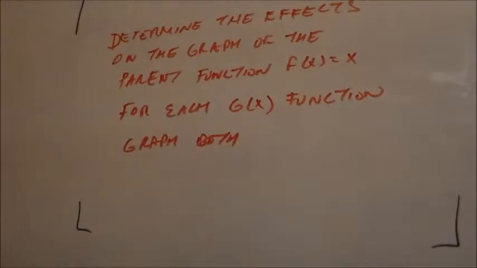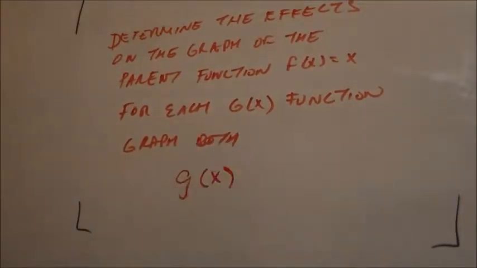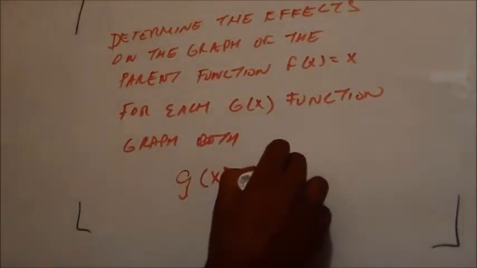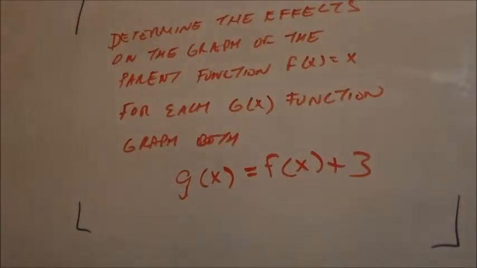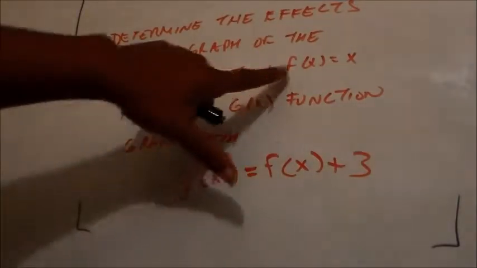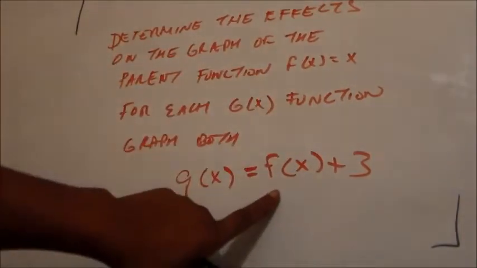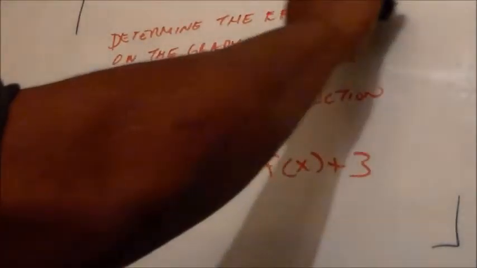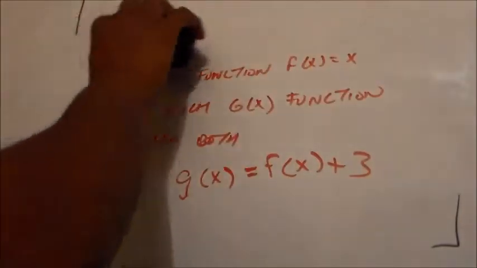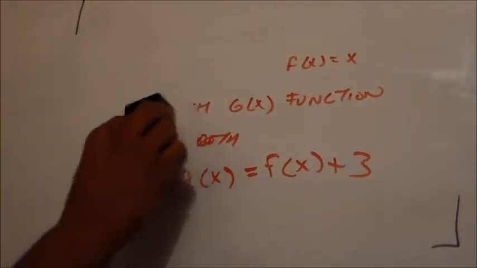Now the first g of x function is g of x equals f of x plus 3. So the first thing we have to consider is, what does f of x look like? And then what does g of x equals f of x plus 3 look like? When you're first doing this stuff, I know it could look like Chinese, but that's okay. That's why I'm here, to help you figure it all out.